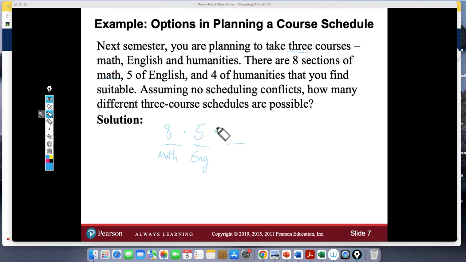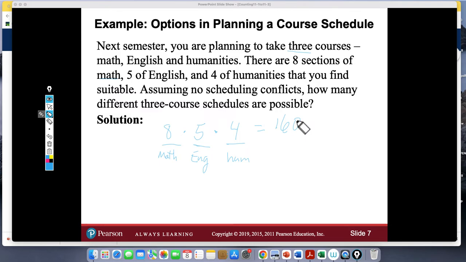But then we also need to take a humanities class. There's 4 of those, and evidently they'd have to all be suitable. They'd have to be at times we could take them. And when we multiply this, we see how many different schedules we could have, right? And so ordering is important because it would be by time and such. So 8 times 5 is 40. 40 times 4 is 160 different schedules that we could actually work with.